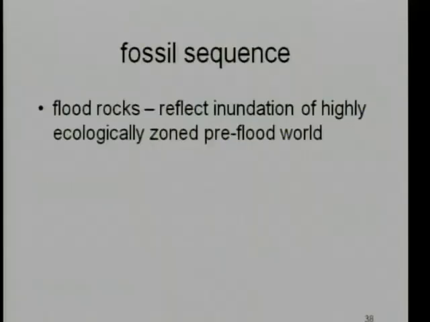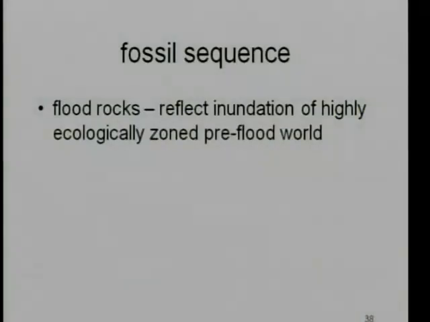And how are we trying to explain the fossil sequence here? Well, in the flood rocks, this is a model that's very much under development. But we want to argue that the flood sediments reflect the inundation of a highly ecologically zoned pre-flood world. It was a very different sort of world to what we know today. There were probably massive floating forests across this world. And, as I say, a very strong ecological zonation, and that is what is reflected within the geological column.